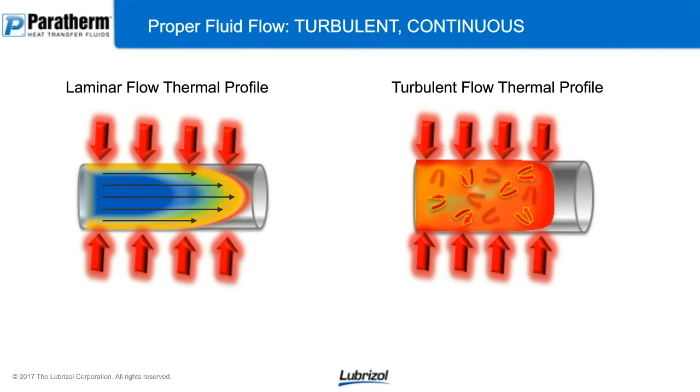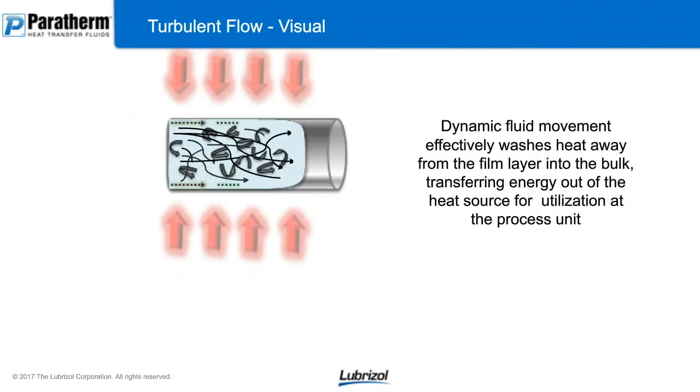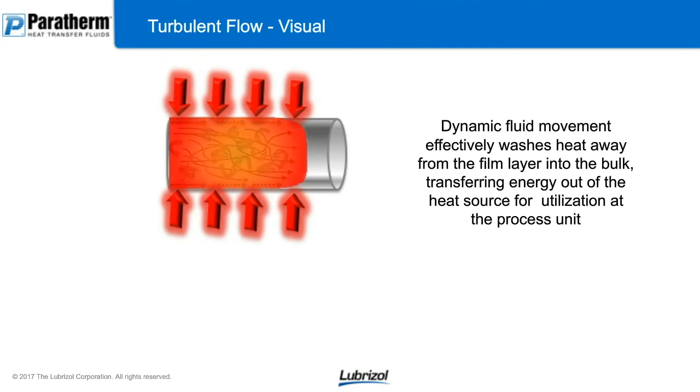So dynamic fluid movement effectively washes the heat away from the film layer into the bulk area of the fluid itself. That's going to be transferring that energy out of the heat source away from the pipe wall for utilization in your process unit. So what happens when you have your fluid running through a pipe that does not have turbulent flow? We discussed that laminar flow previously. This is really what it looks like.